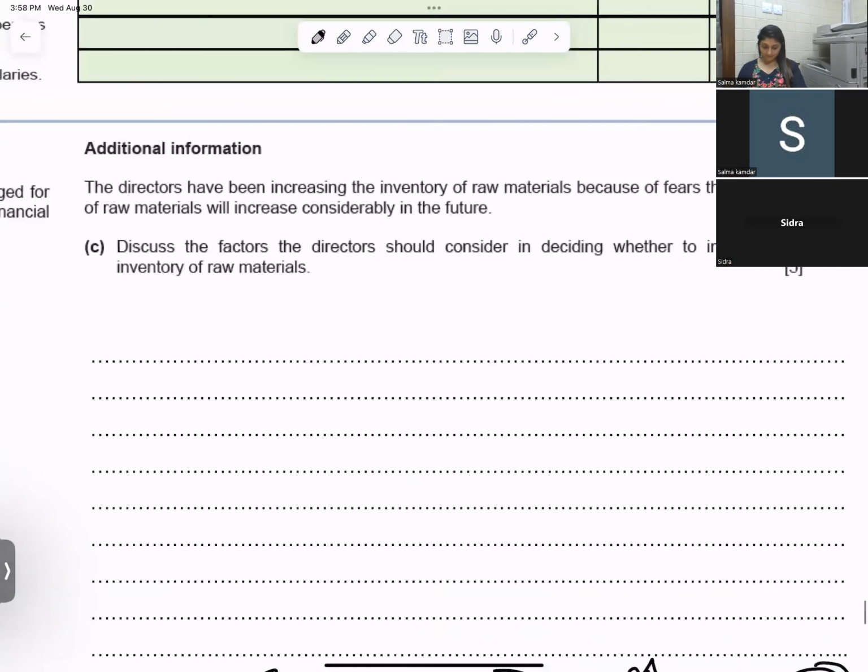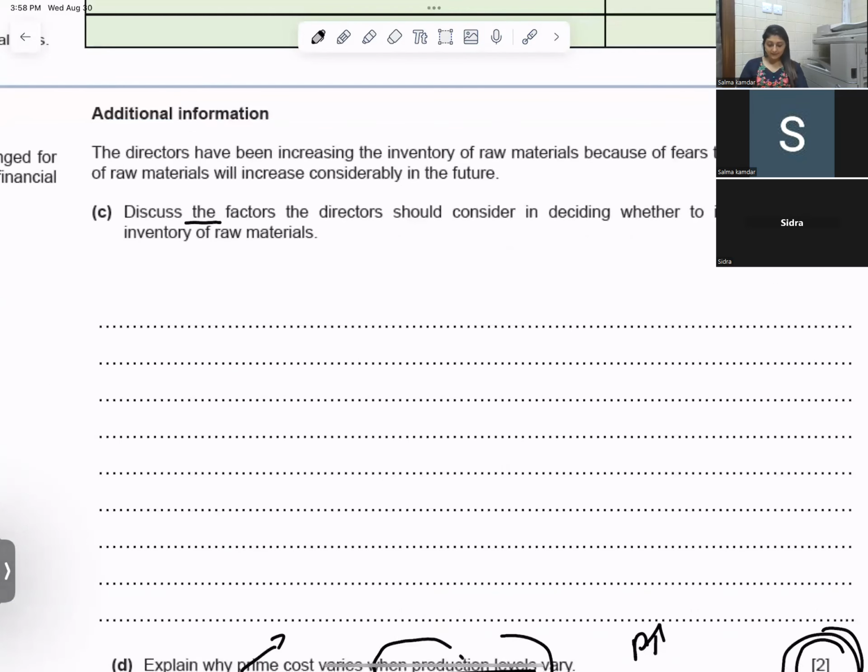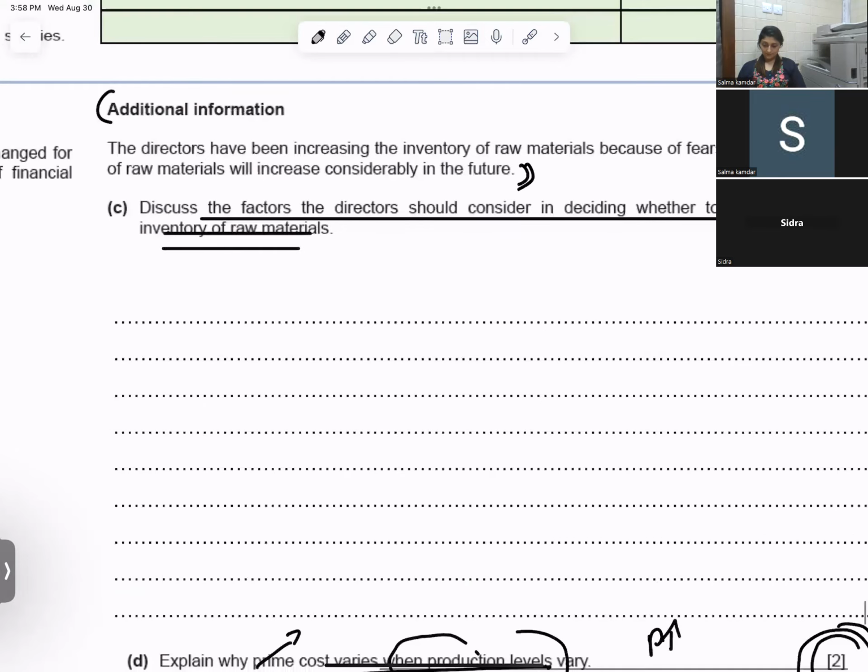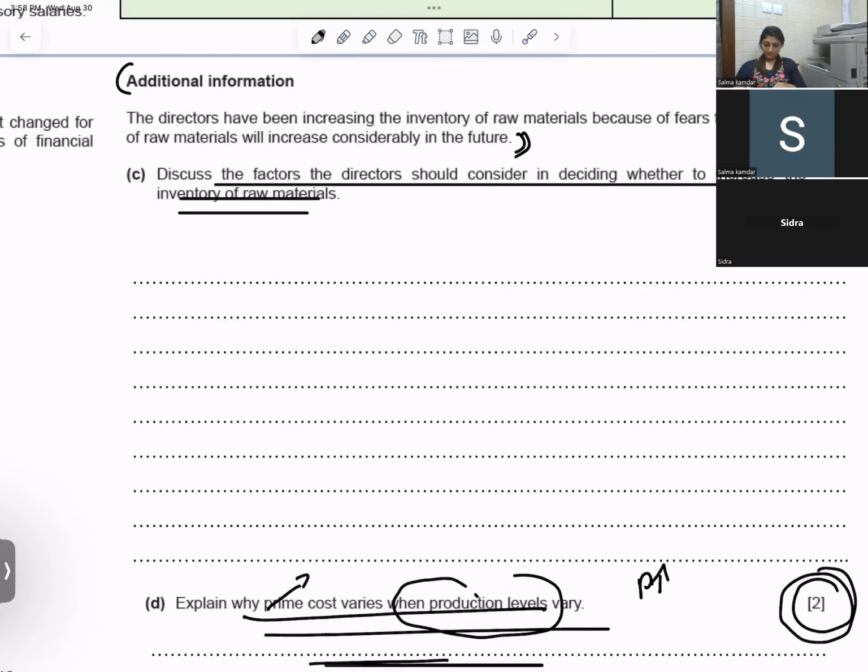Question. Read. Discuss the factors the directors should consider in deciding whether to increase the inventory of raw materials. Read the above information also, please. The directors have been increasing the inventory of raw materials because of the fears that the price of raw materials will increase considerably in the future.